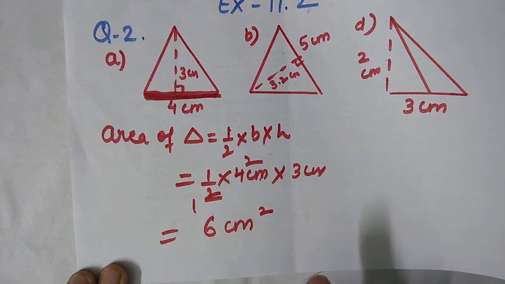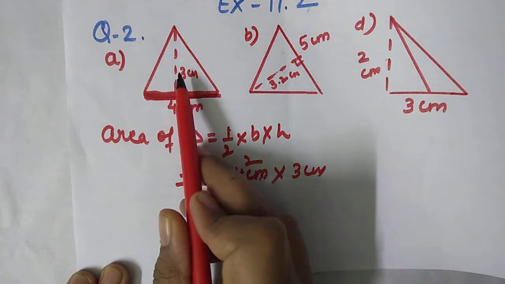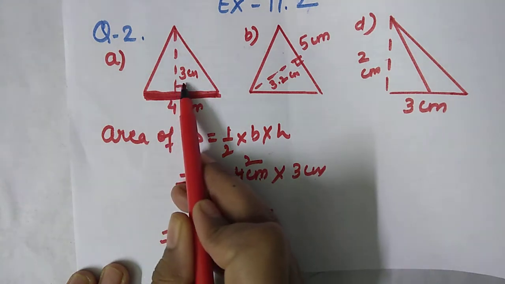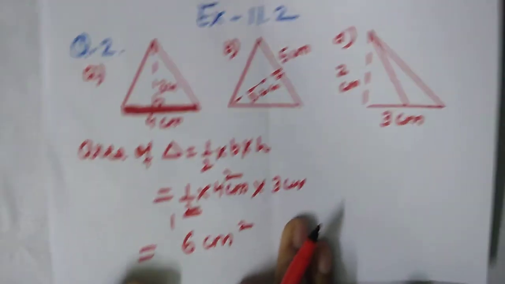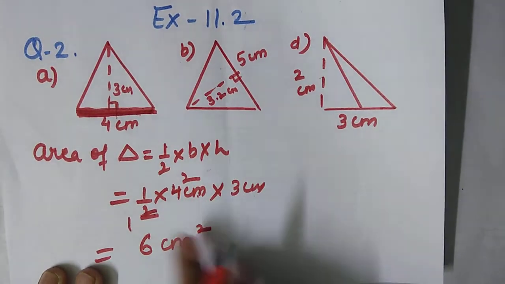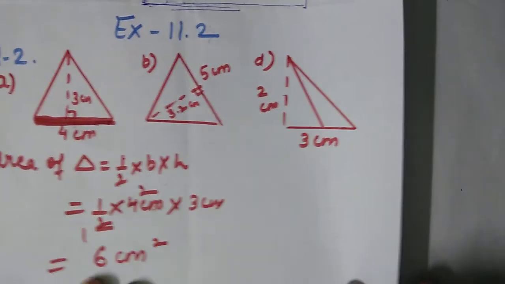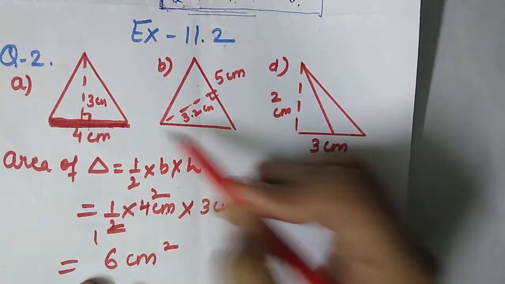Okay, so remember students, the base will be the side of the triangle where the 90 degree forms. Here the 90 degree is on this side, so this will be the base and this is the height. Okay, now come to this. This is the way you have to do it: write the formula and then put in the values. Now in B part you have to find the area of this triangle.